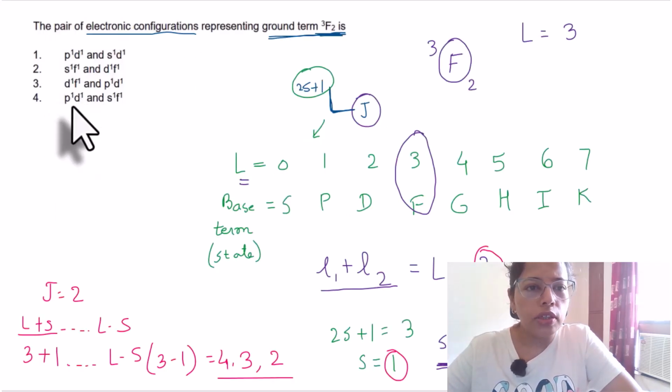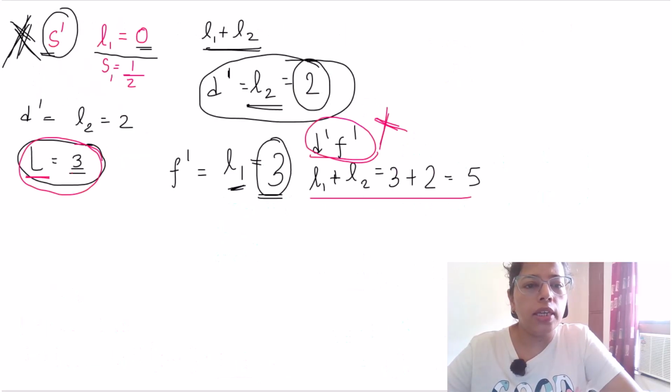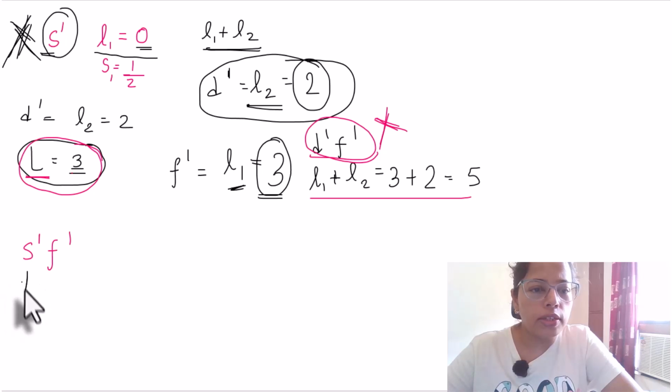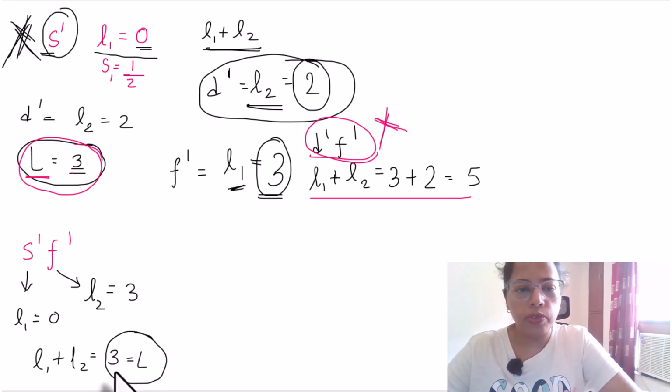Now what are we left with? D1 F1 we checked. With P1 D1 we have only one option left, that is S1 F1. Let's check that quickly. S1 F1. For S1 the L1 corresponds to 0. For F1, L2 corresponds to 3. So L1 plus L2 is equal to 3. That is our required value of total orbital angular momentum quantum number. Okay, done. So this part is satisfied.